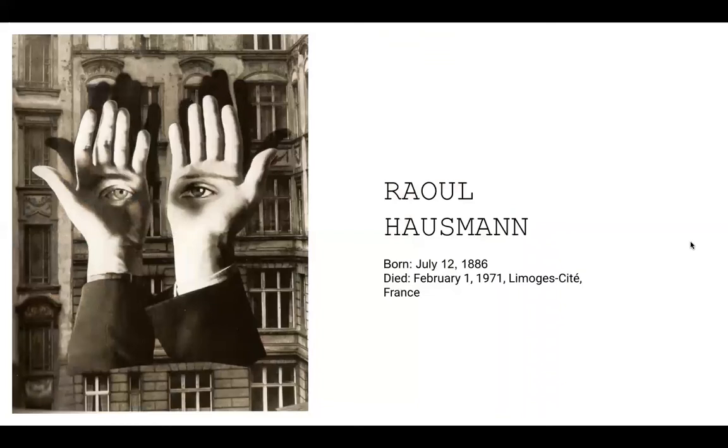So now we're moving into Raoul Hausmann. He was an Austrian artist and writer, one of the key figures of Berlin Dada. His experimental photographic collages, sound poetry, and institutional critiques would have a profound influence on the European avant-garde in the aftermath of World War I. He met Höch in 1915 and they had an affair.